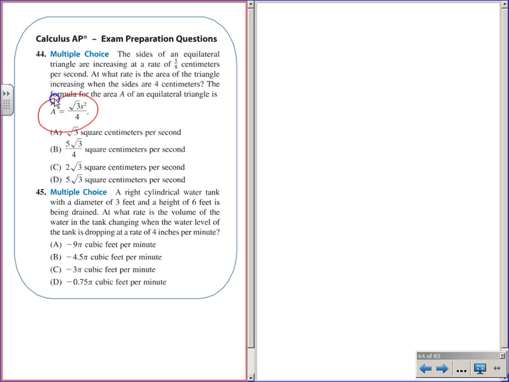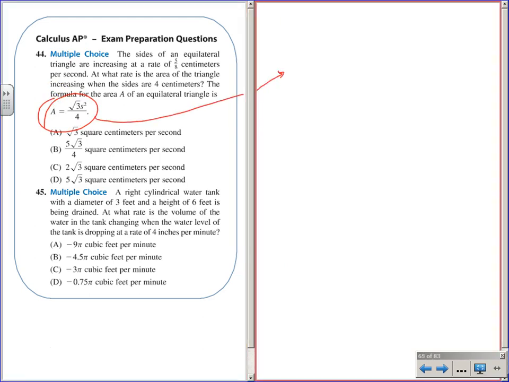So if I were you on number 44, when you went to take the derivative for that step, I would have rewritten this as square root of 3 over 4 times s squared, because square root of 3 over 4 is just a constant. So you could have brought down the 2, kept the square root of 3 over 4, times 2s ds/dt, and then plugged in. Just a few of you guys might have gotten stuck on taking that derivative.